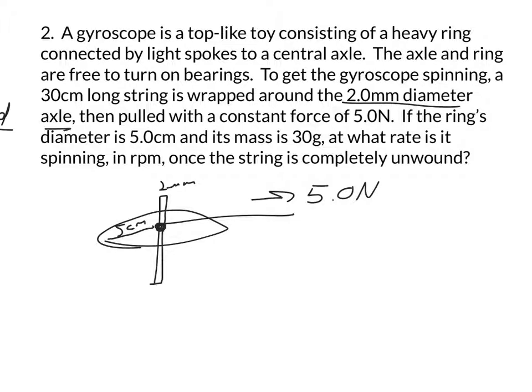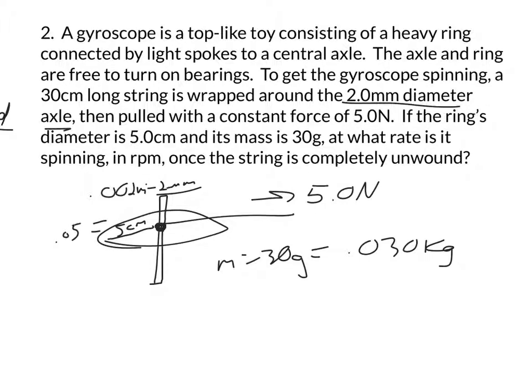And we know its whole mass is 30 grams, which I'm going to go ahead and put in kilos, which is 0.03 kilos. I should probably do that with my millimeters and centimeters. This is 0.002 meters. This is 0.05 meters. Just to get all my units proper. And we want to know the rate it spins in RPM, revolutions per minute, once the string is completely unwound. So there'll be some stoichiometry in this problem too. So a lot going on here.